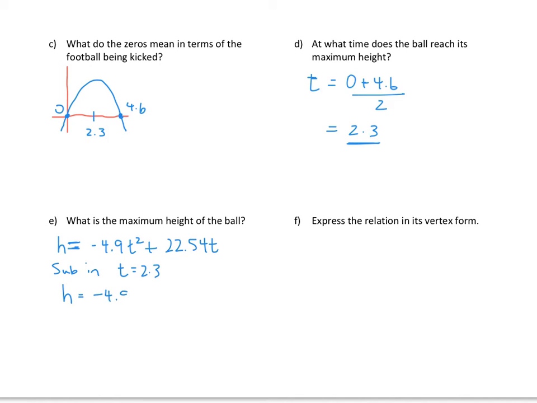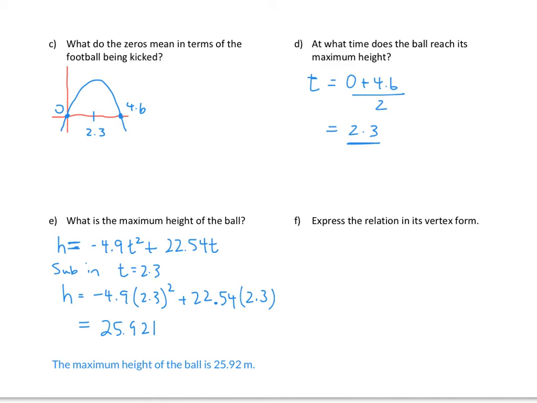So you just put in your 2.3, you're going to square that and multiply it by negative 4.9 and add the 22.54 multiplied by the 2.3. I just put that in my calculator all in one calculation and get an answer there. And when I do that in one calculation, I get 25.921 on my calculator. So the maximum height of the ball is almost 26 meters, so 25.92 meters.